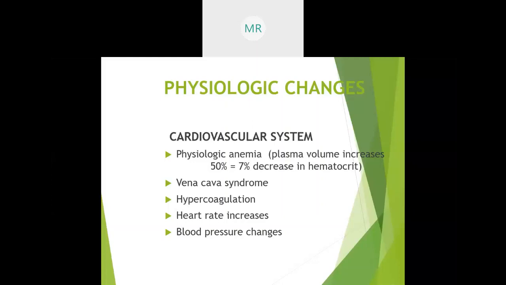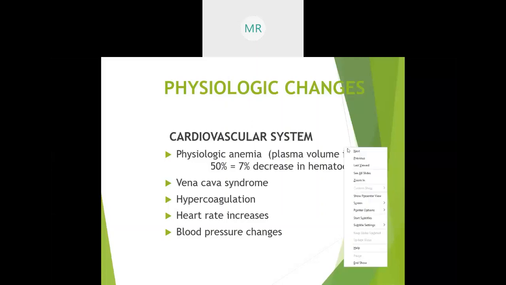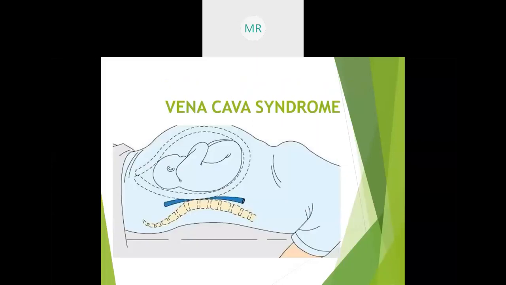It is because the uterus will compress the vena cava, and I want to show you a picture. The uterus compresses the vena cava, which decreases the blood flow to the right atrium, which decreases blood pressure. Okay, so this is what's happening, the vena cava syndrome.